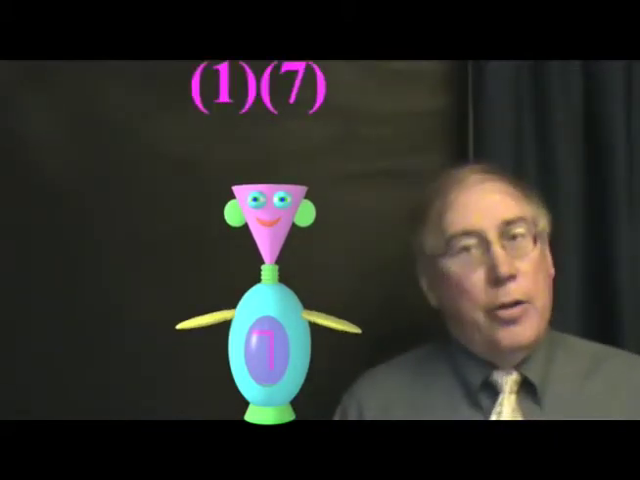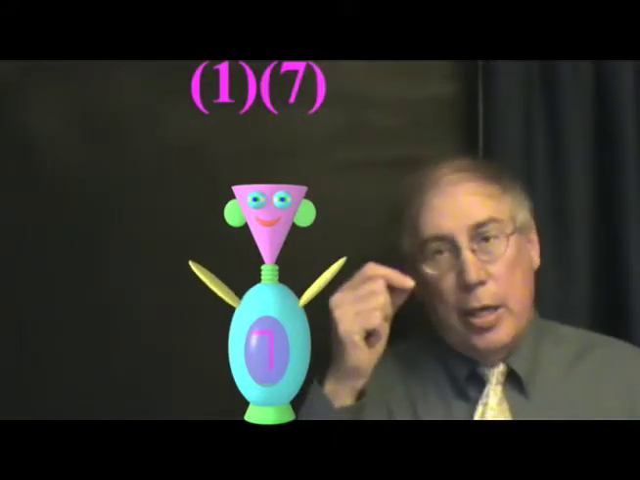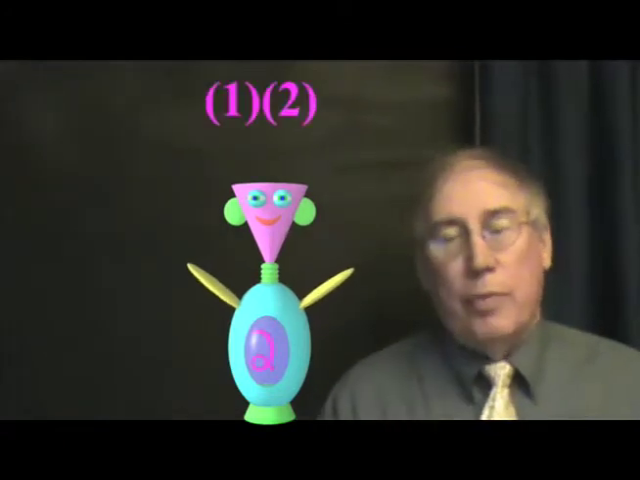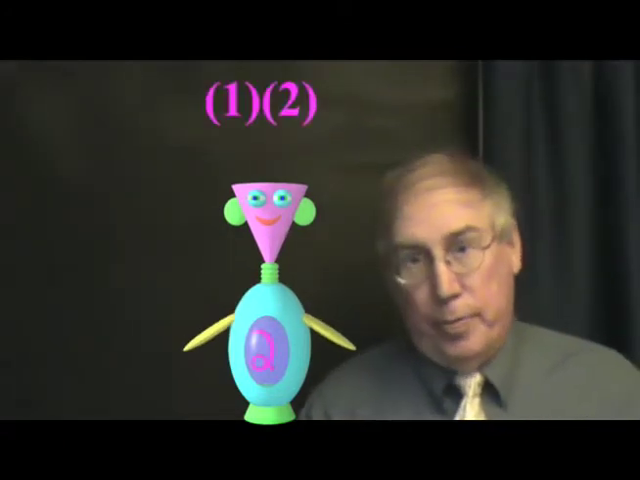7 is also a prime number. The only factors it has are 1 and 7. It's only divisible by 1 and 7. Okay, 2 is also a prime number, and it's only divisible by 1 and 2.